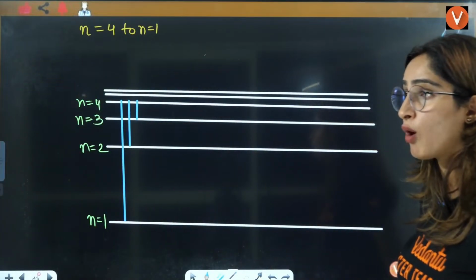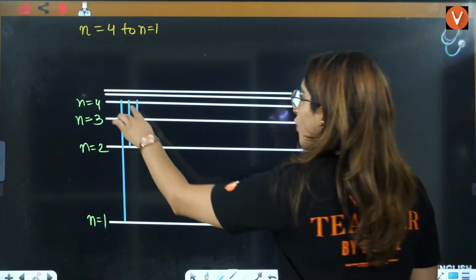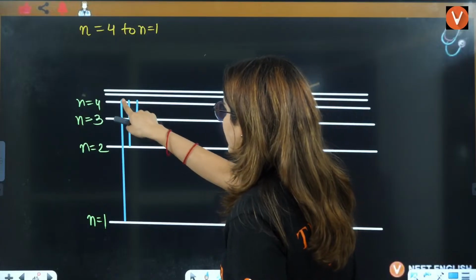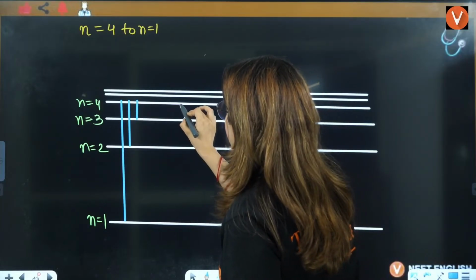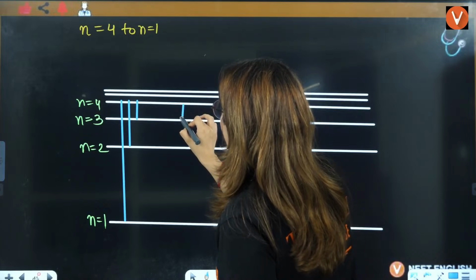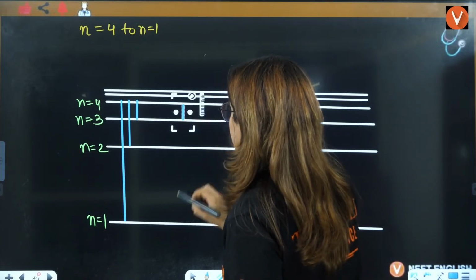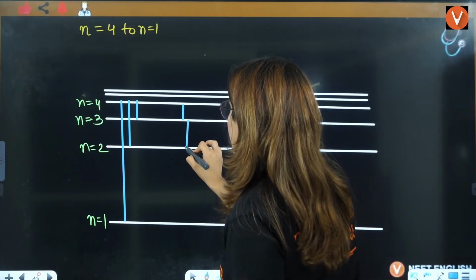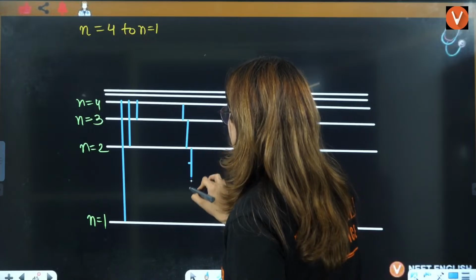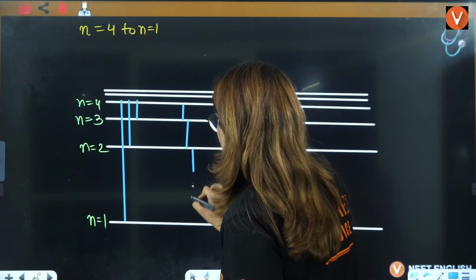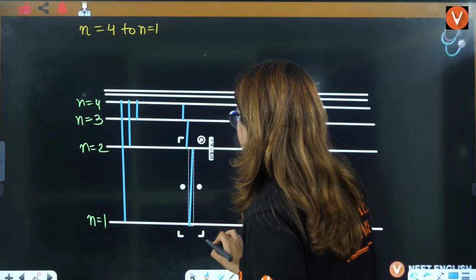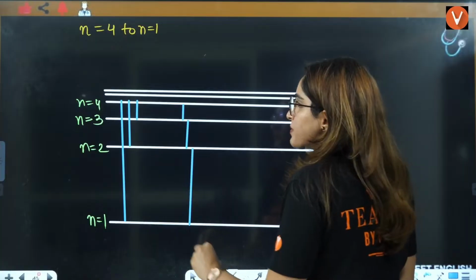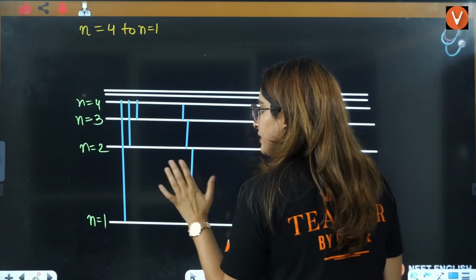What is the other set of possibility that is possible? So 4 can also jump, it can also move like this. It can also go directly. There is also one possibility that firstly it will move from n equals 4 to 3, then it will move from 3 to 2, then from 2 to 1. That is another possibility. See how it can jump from 4 to 1. One possibility is directly it will jump.